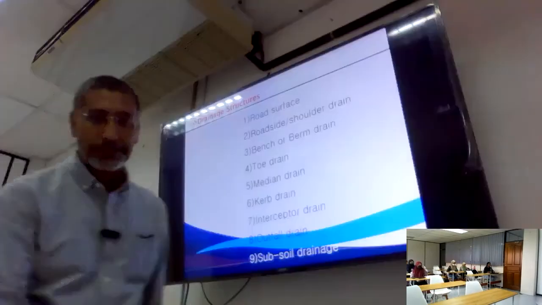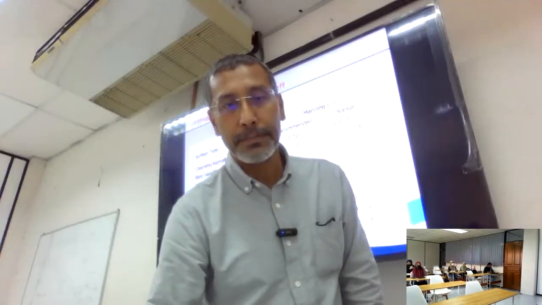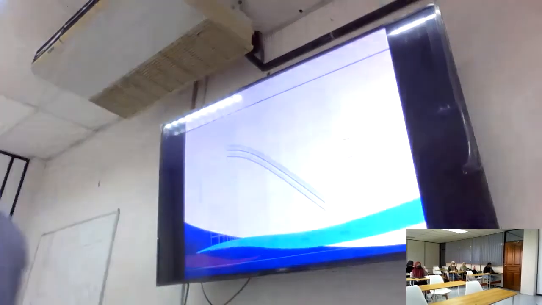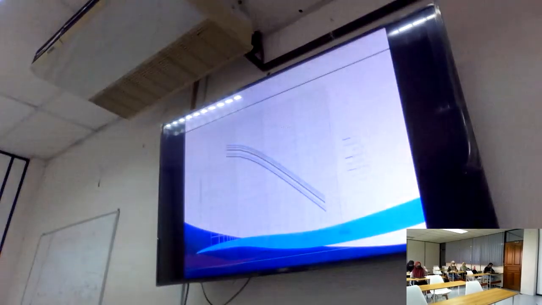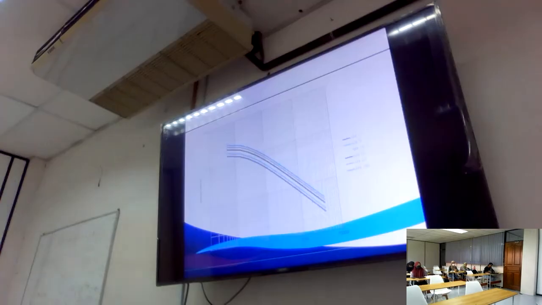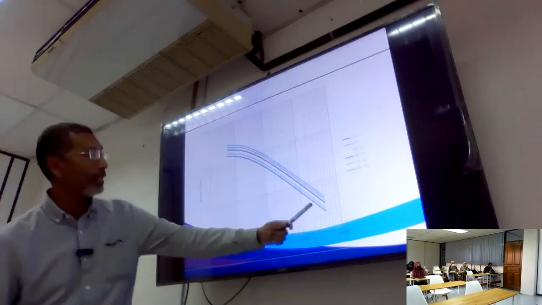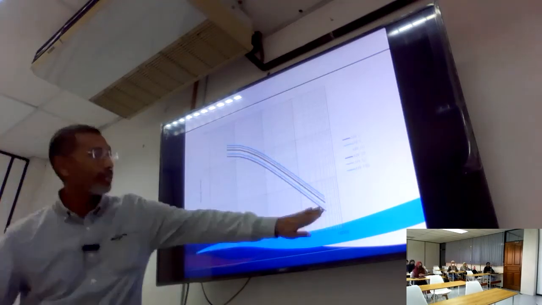Let us look at the chart. Okay, this chart here. You are going to design a roadside drain. So the roadside drain ARI will be, I can't see the colour. So we use slightly lower, ARI 5, it should be 10, okay? ARI 5 is in blue color, which is this one here. ARI 5, the second line here.